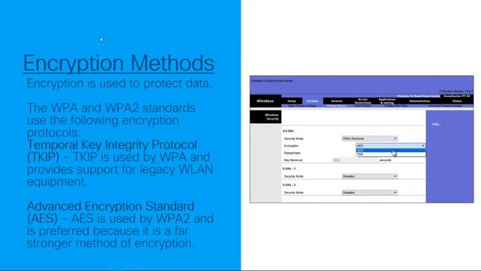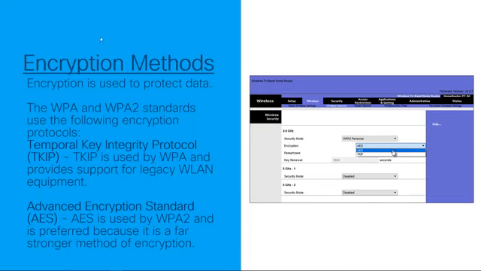Along with our authentication, we have encryption. Encryption is the method of us being able to protect our data. Even if an intruder has captured encrypted data, they still would not be able to decipher it in a reasonable amount of time. WPA and WPA2 standards use the following two encryption protocols: TKIP and AES. TKIP is used by WPA, and it provides support for legacy wireless local area network equipment. TKIP addressed the original flaws of WEP, Wired Equivalent Privacy, but TKIP still is not as strong as AES.